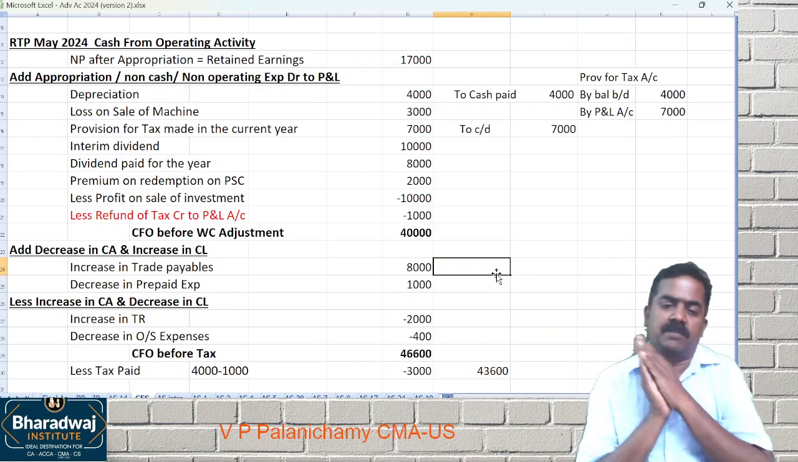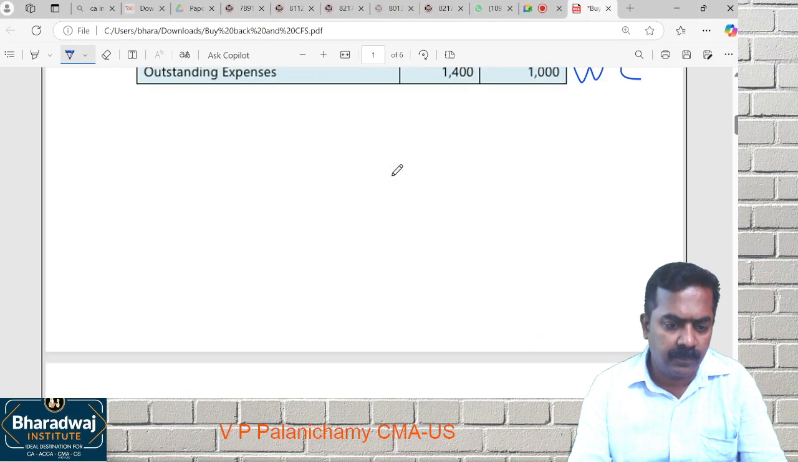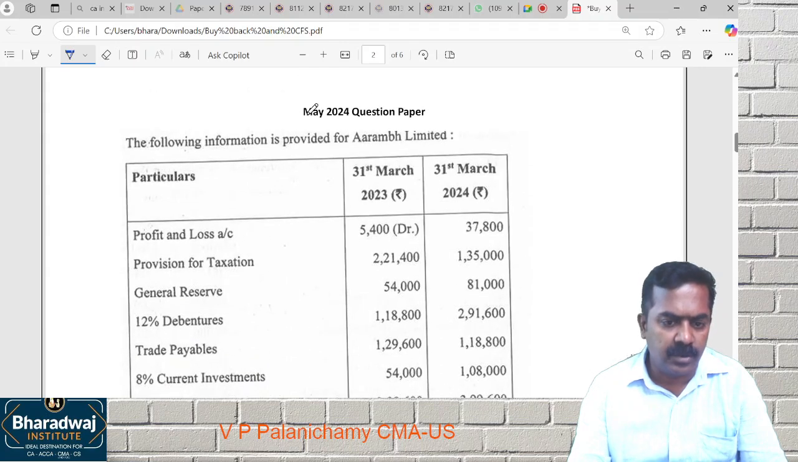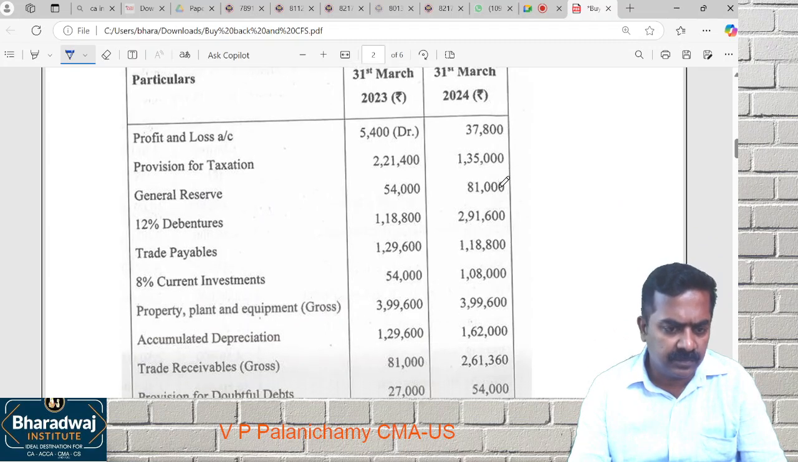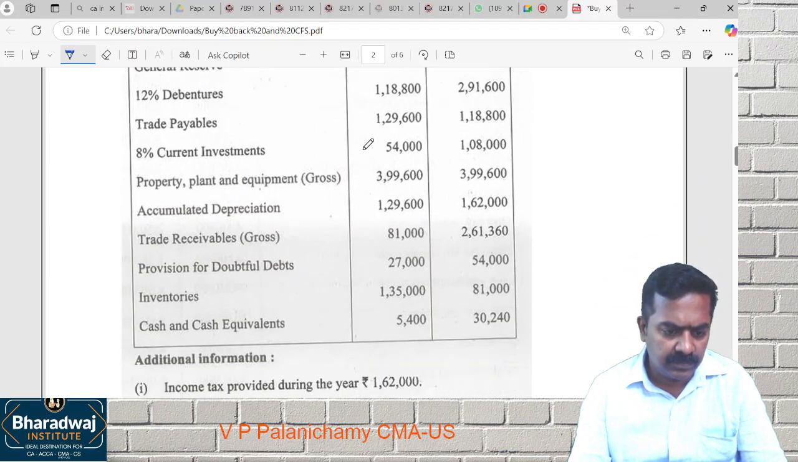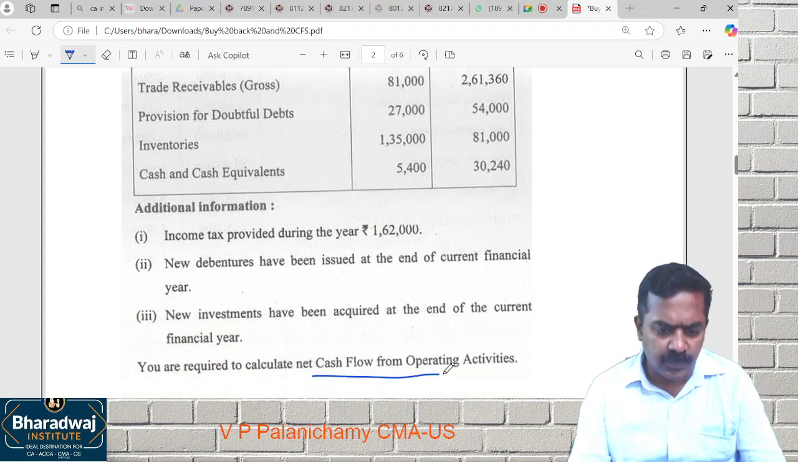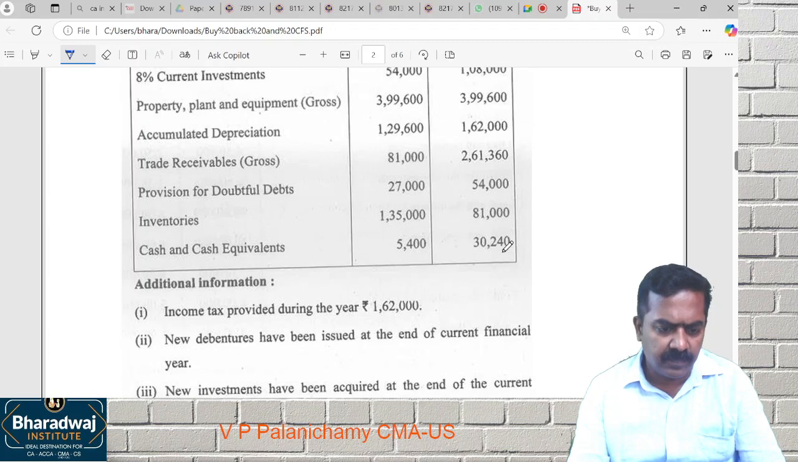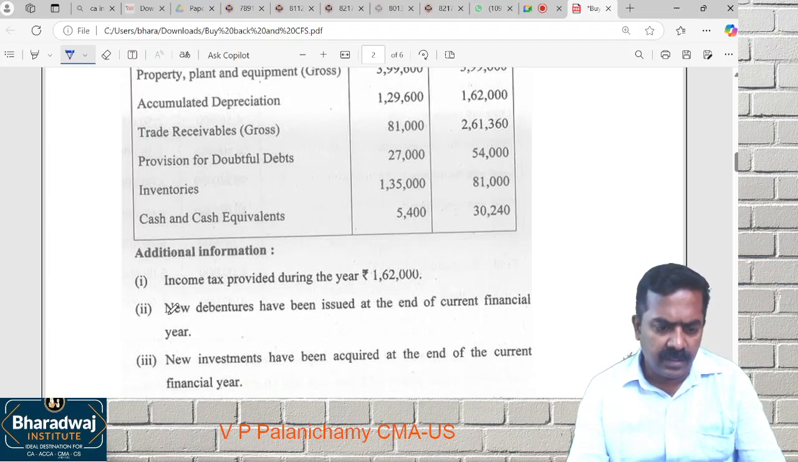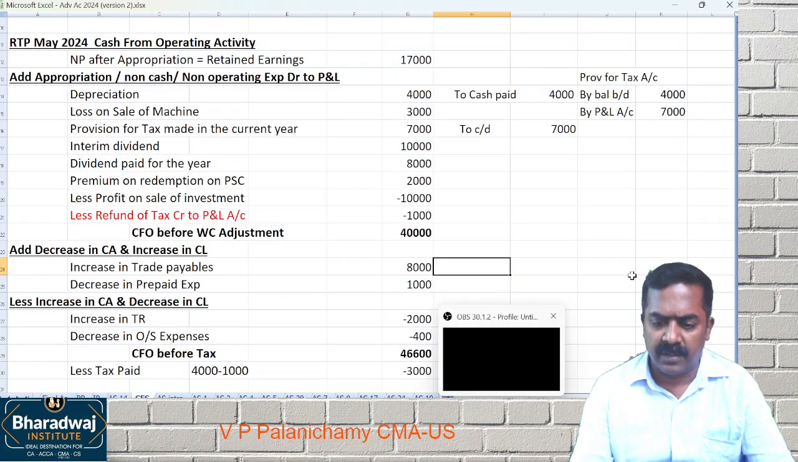Try the next question. Which question? May 2024 question paper. Try to work out. Here also they ask you to find out cash from which activity? Operating activity. They have given new debentures have been issued at the end of the year. New investments had been acquired at the end of the year. Try it.